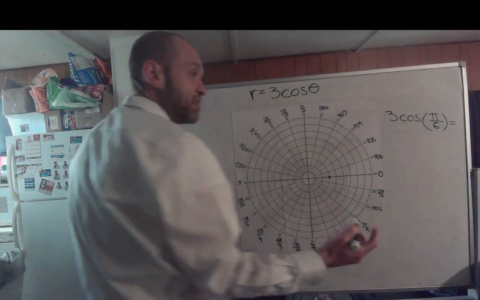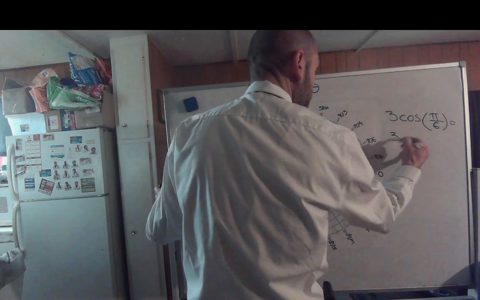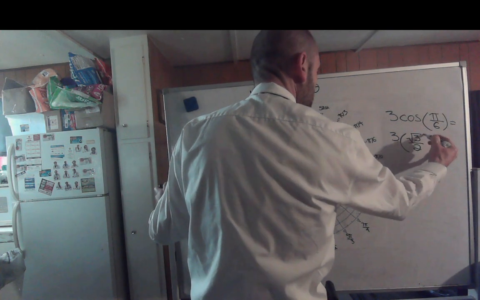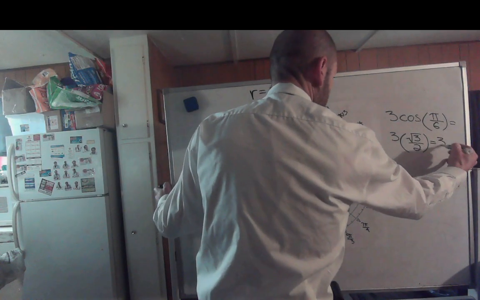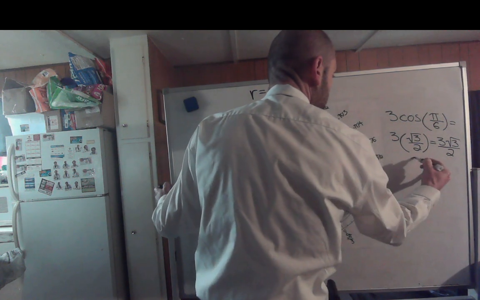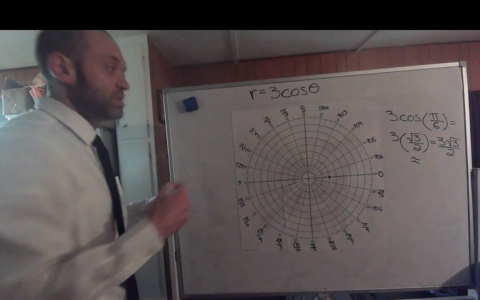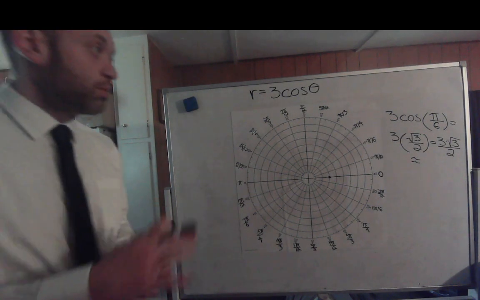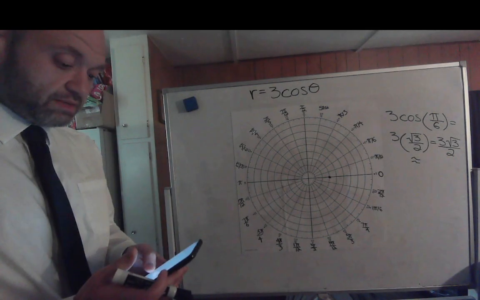Well, the cosine of pi over 6 is the square root of 3 over 2, so you'll have 3 times the square root of 3 over 2, which would give you just that. Now, it might be helpful in this case to go ahead and get a decimal approximation so you know about where you're going to plot. Let's see what we can do here with a decimal approximation.